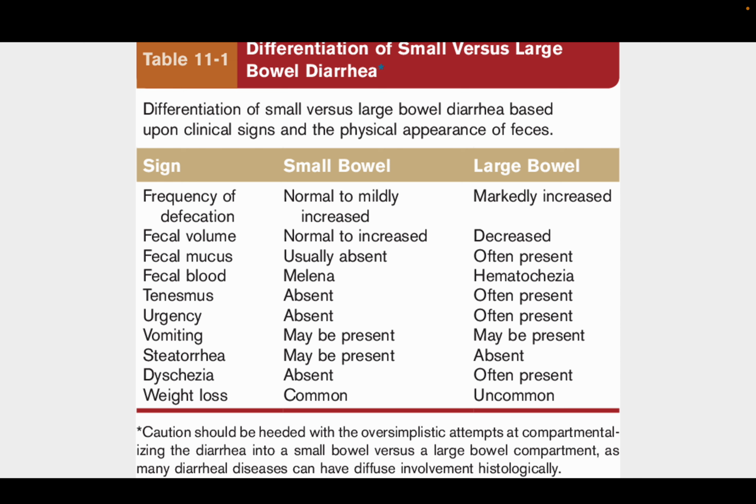Steatorrhea is mostly present in small bowel because of malabsorption. Dyschezia, difficulty in defecation, is present in large bowel. Weight loss, if it is chronic diarrhea, can occur with small bowel disease, but large bowel generally doesn't cause weight loss. So small bowel is more of large volume, low frequency, without mucus, blood, tenesmus, or urgency, whereas large bowel is more of small volume, increased frequency, increased tenesmus, increased mucus, increased blood. That is the most important differentiation you need to know.